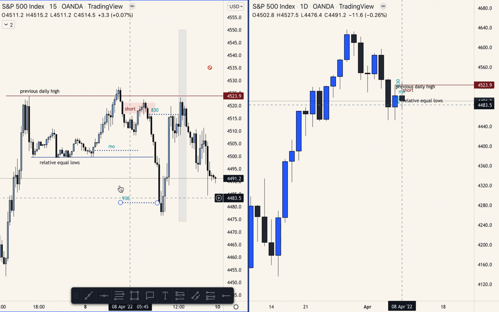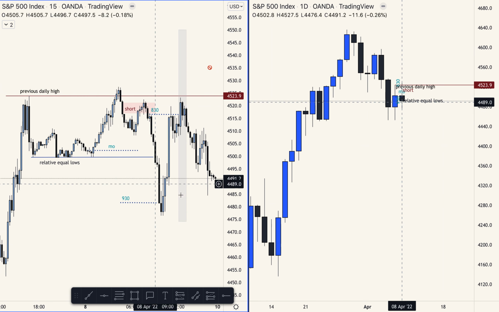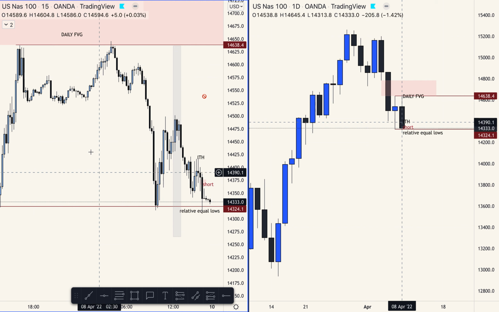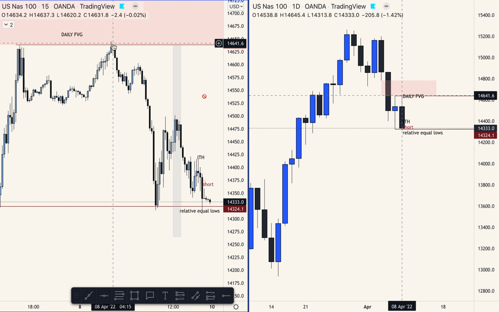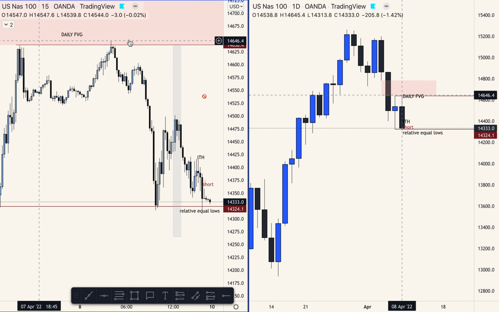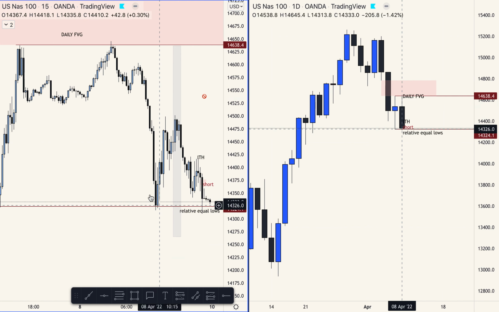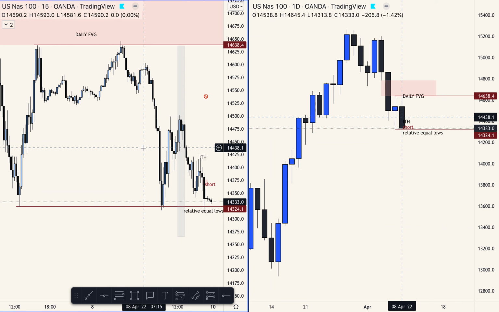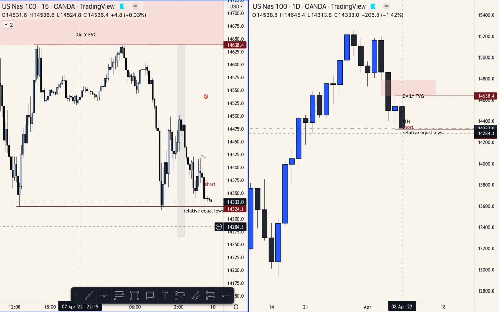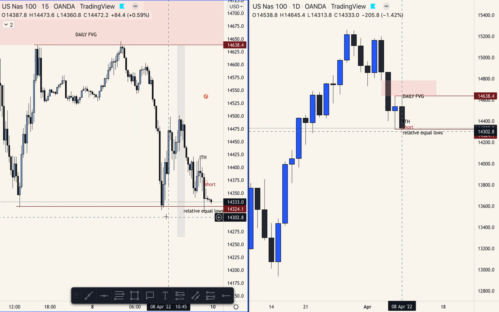So there wasn't really much left that I saw on S&P, but there was another setup that I marked up on the NASDAQ. So as I said before, price traded into this daily fair value gap, took out this high right here, and traded down very sharply. And as you can see, price traded relative equal lows down here.